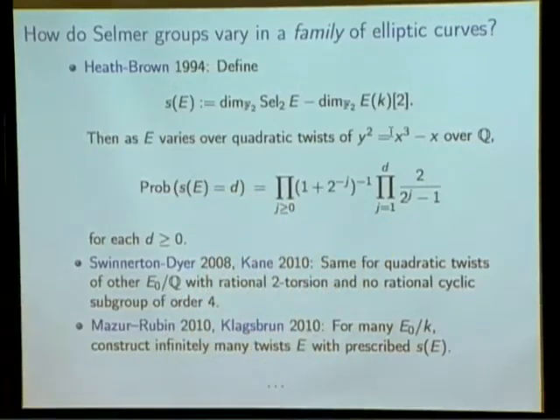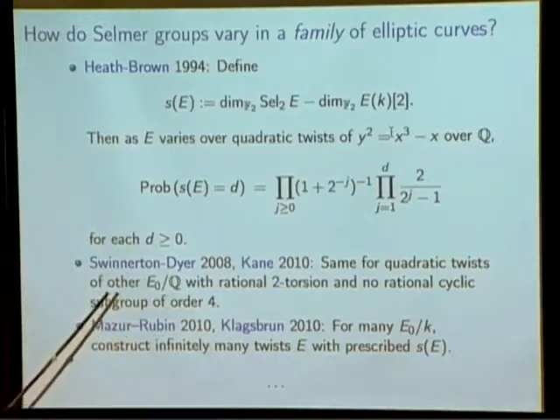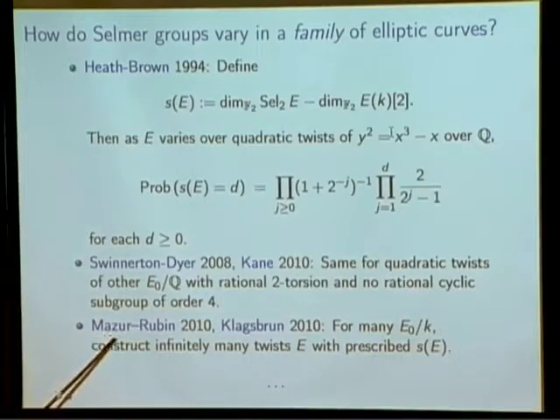This was generalized by Swinnerton-Dyer and Daniel Kane, and they proved the analog for twists of other elliptic curves, satisfying some conditions. And then there's the work that Karl Rubin described, due to him and Barry Mazur and Zev Klagsbrun. He already explained. These are about the distribution of Selmer ranks, and you can also ask about the average value.